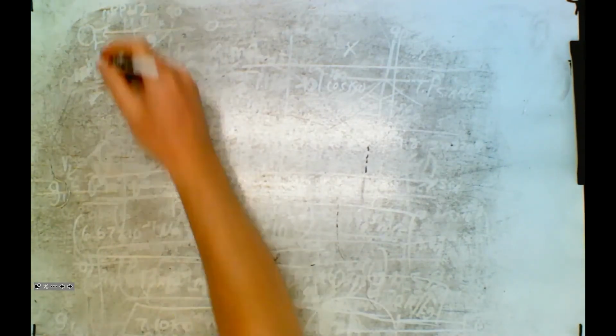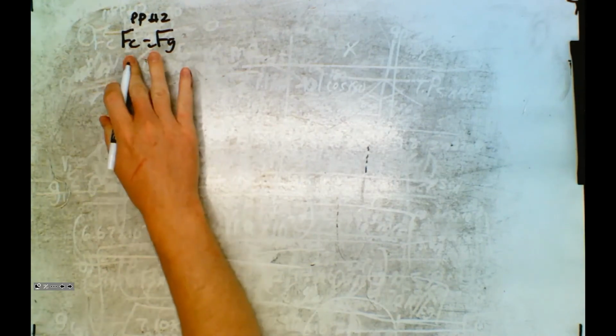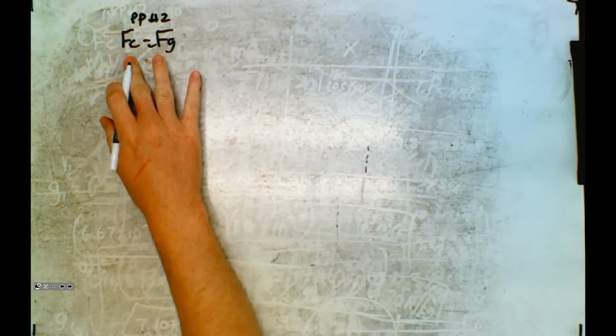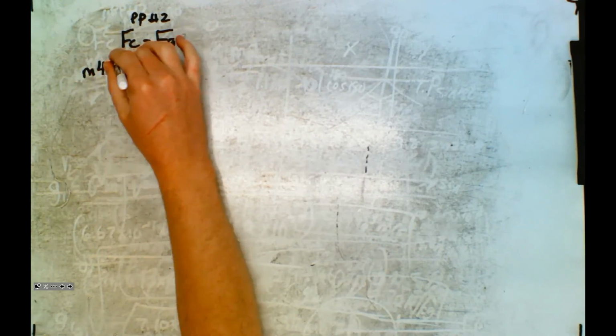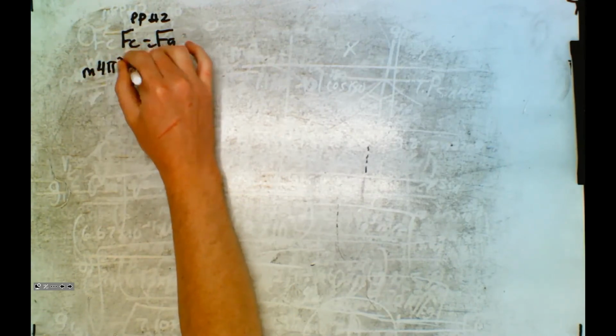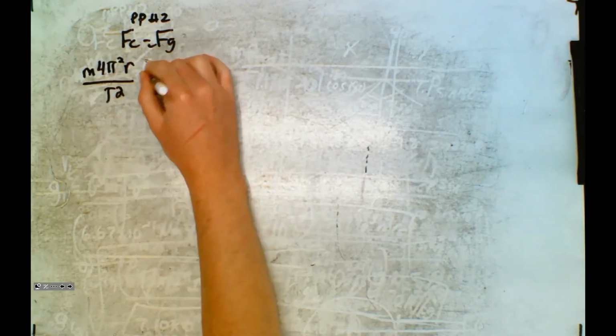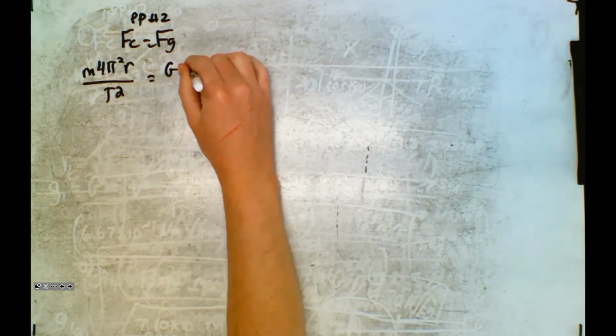Okay, so orbiting, we're going to use our Fc equals Fg, our physics principle number 2. That's how we start all of these questions. But because we aren't given a speed and we're not trying to find a speed, we have to use our other formula for Fc: m times 4 pi squared r all over T squared. And Fg is still this.